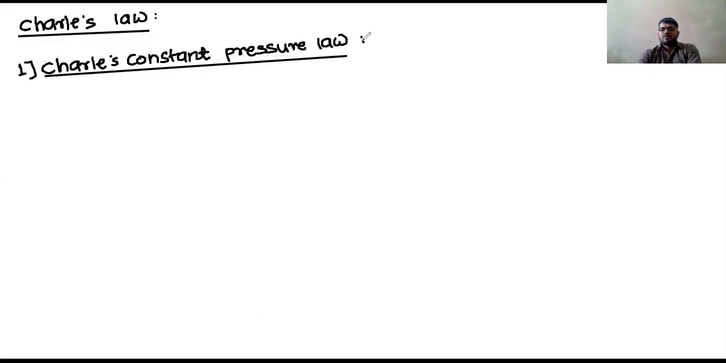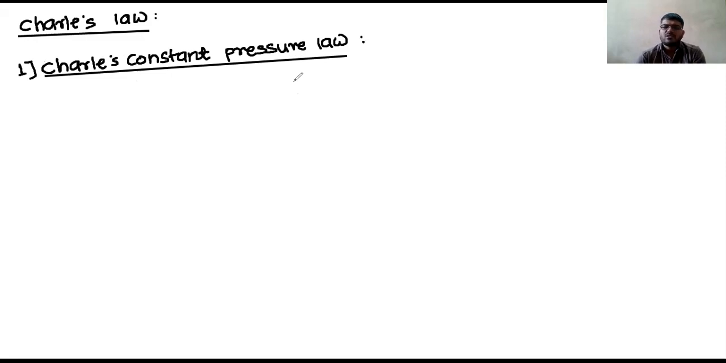Before going ahead, let me tell you one thing. In Boyle's law, what is constant? Temperature is constant. What is left? Pressure and volume. So there, pressure is inversely proportional to volume at constant temperature. This is your Boyle's law.